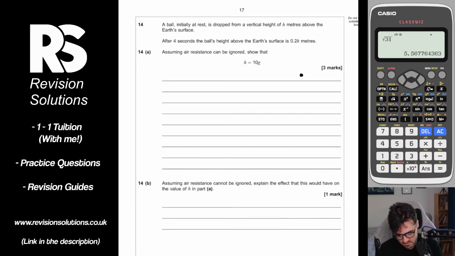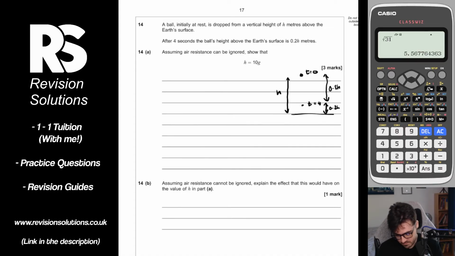So the ball starts here at t equals 0. Let's say the ground's here. So its initial height is h. And then at t equals 4, let's say it's here, where this distance from the ground is 0.2h. So that means our displacement actually is 0.8h.